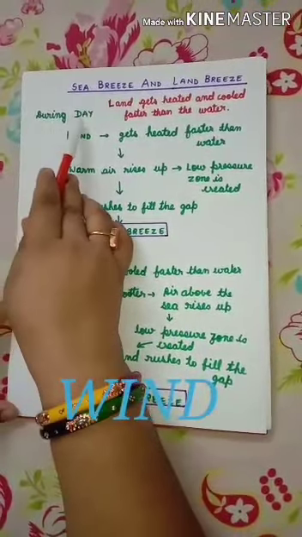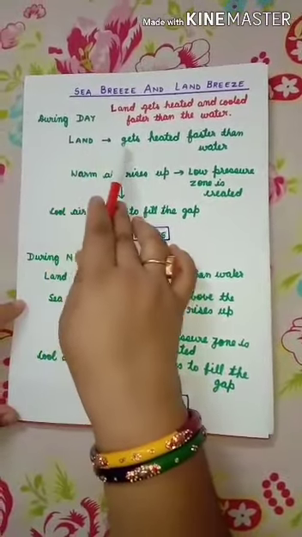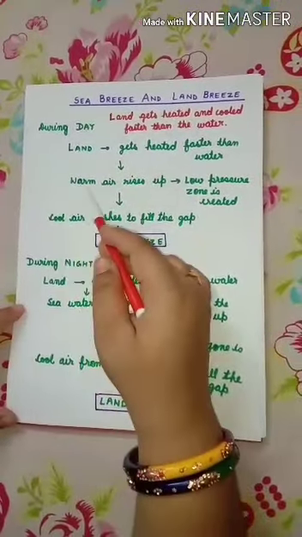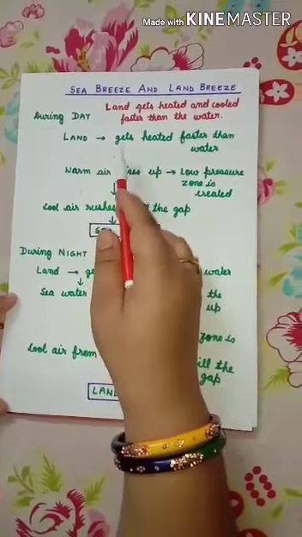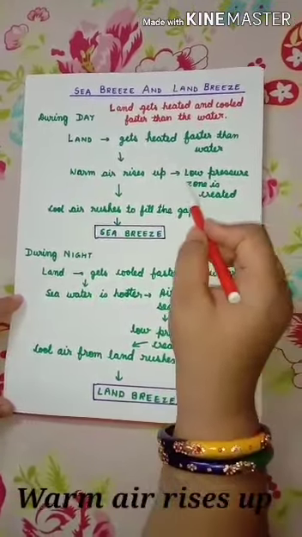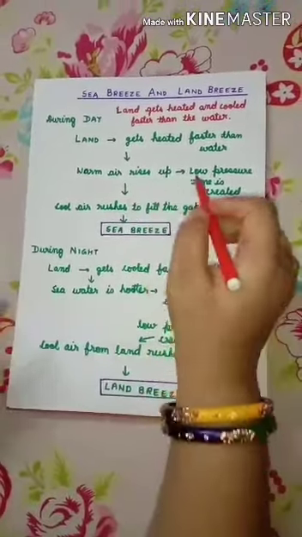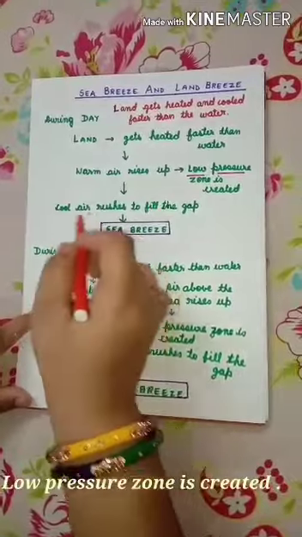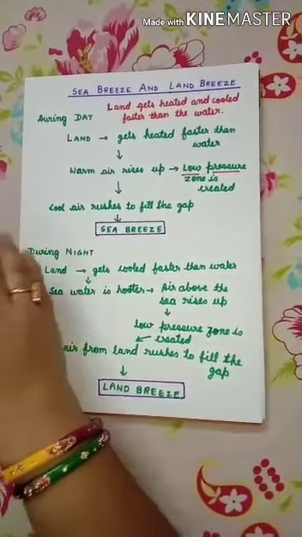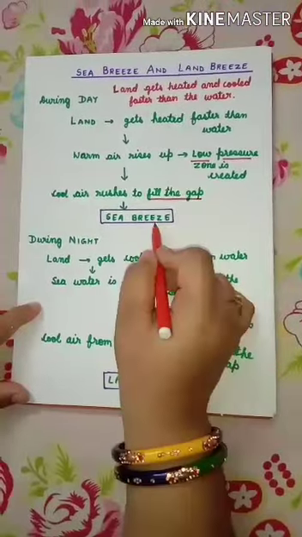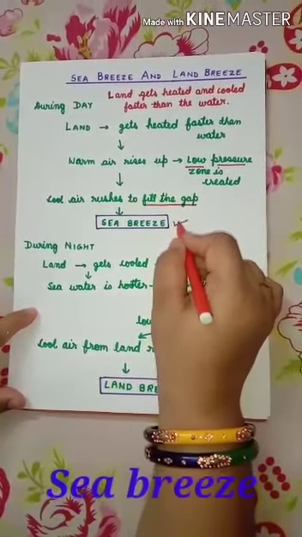What happens during the daytime? The land gets heated faster than the water, so the air above the land becomes warmer and it rises up. Due to this, a low pressure zone is created and cool air from the sea area rushes to fill the gap, and this phenomenon is termed as sea breeze.